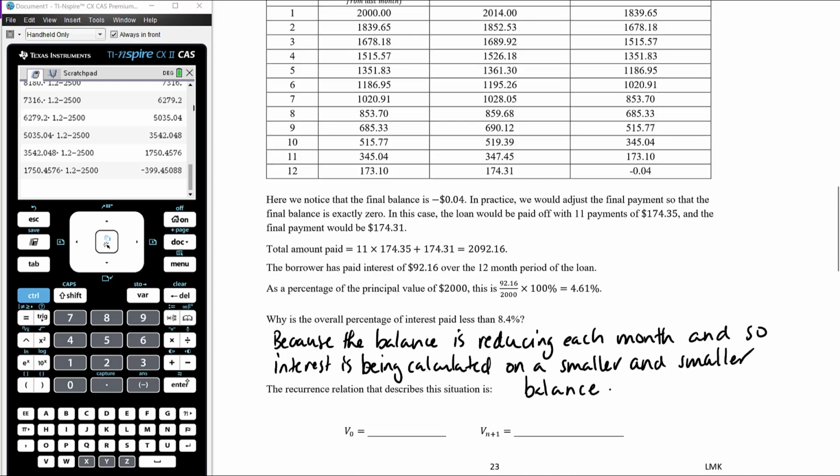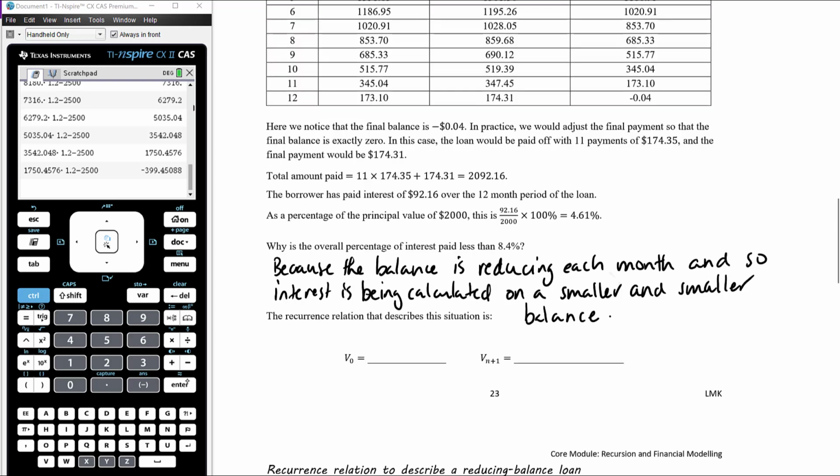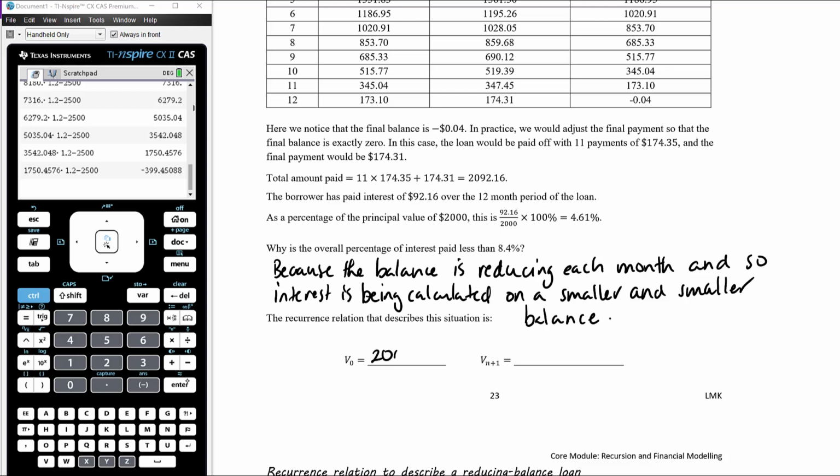Okay, the recurrence relation that would describe this loan. The initial balance was 2,000. To get the value of the loan after n plus 1 months, we take the value of the loan after n months and multiply it by 1.007, which was our monthly interest rate, and then we subtract $174.35. So there's the recurrence relation to describe that particular loan.